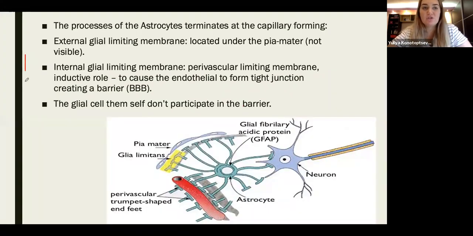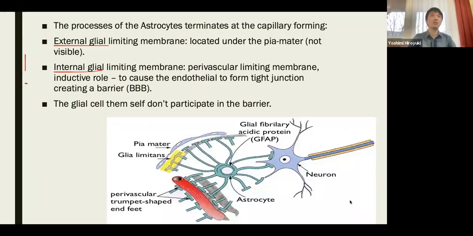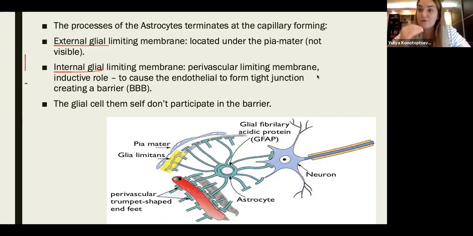This is an additional question that they always ask. We have to learn the difference between external glial limiting membrane and internal glial limiting membrane. They are not the same thing. You remember glia limitans from last class? What was the location of glia limitans? In interior to the pia mater. Very good. It was under the pia mater. So it was right under the pia mater.